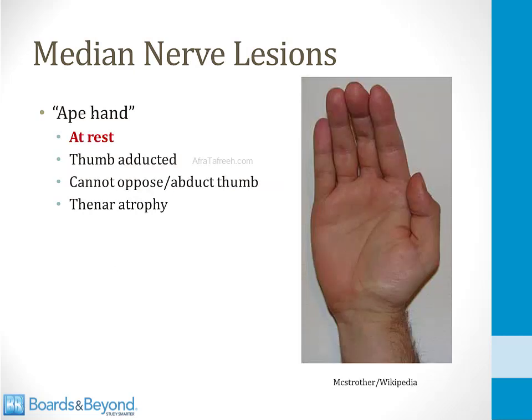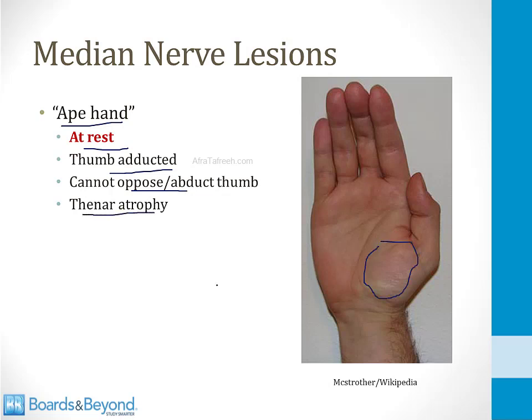Another finding you'll read about in your textbooks is called the ape hand. This is seen at rest when you examine the hand of a patient with a median nerve lesion. The thumb will be adducted because it cannot move, basically because it's lost its innervation. So it cannot oppose, it cannot abduct, so the thumb will just be stuck against the side. In addition, you'll see thenar atrophy as we talked about before.